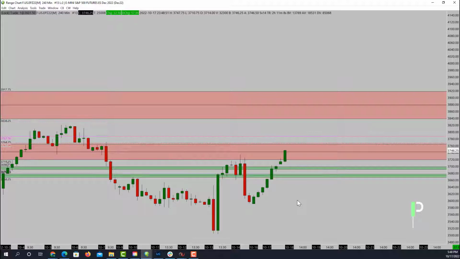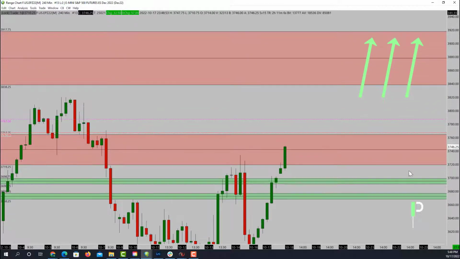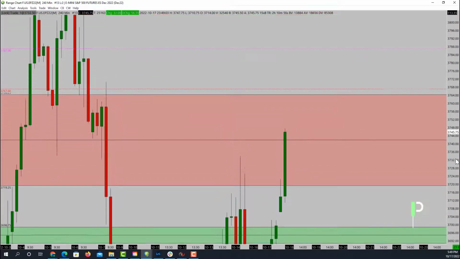So for S&P 500, we got some resistance coming in. Top of our zone is going to be right here between these 67 to 68 areas, 3767 to about 68. We can see it right over here. And then above that, 3787 is the next area of interest on the top side.